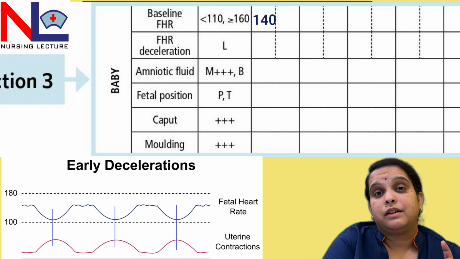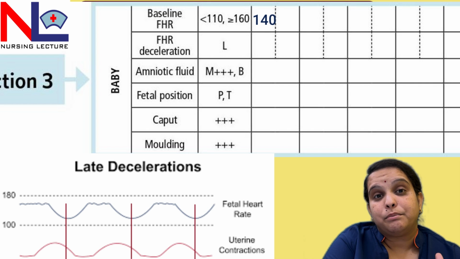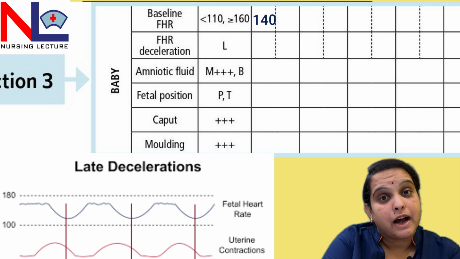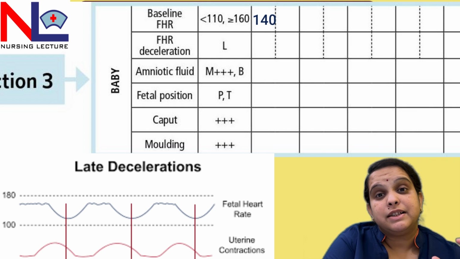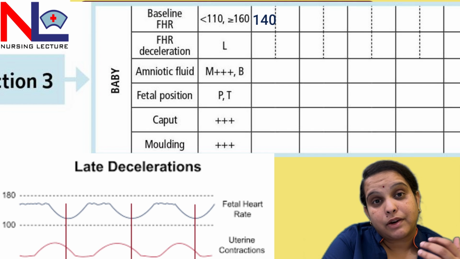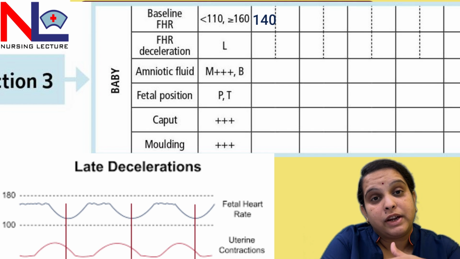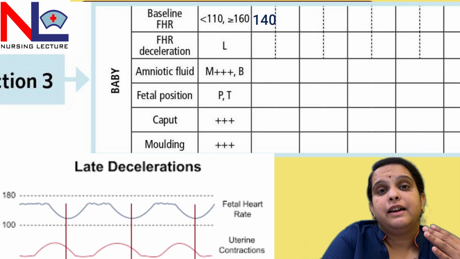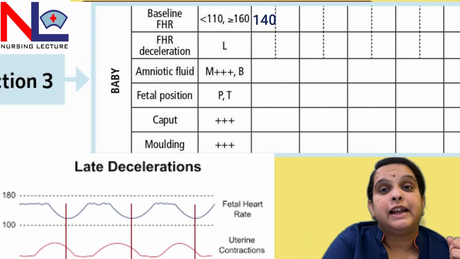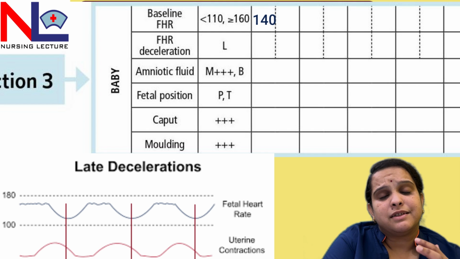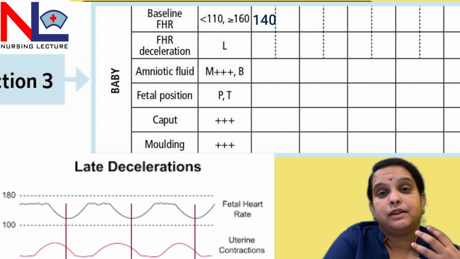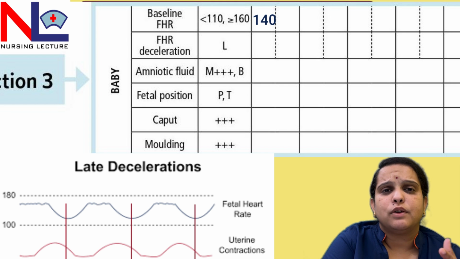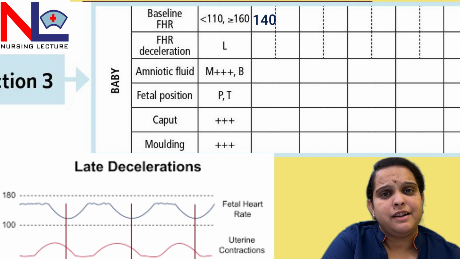But suppose once the contractions have passed, the fetal heart rate is still slowing down continuously. It means the fetal heart rate after passing the contraction is still slowing, and we can label it as late deceleration. This is mostly because of placental insufficiency, the flow is not proper, and uterine contractions are more stimulated. So because of that, the late deceleration could be there.